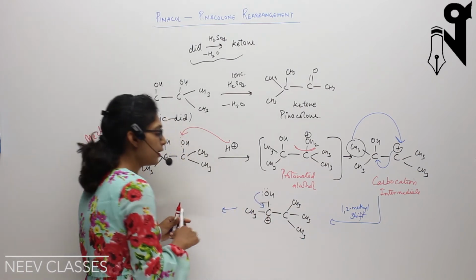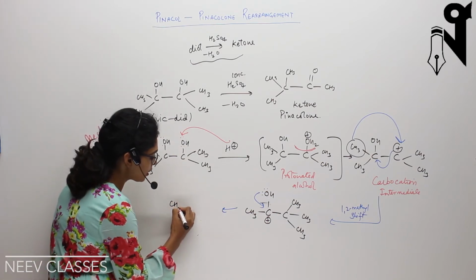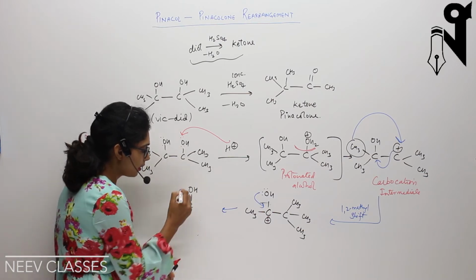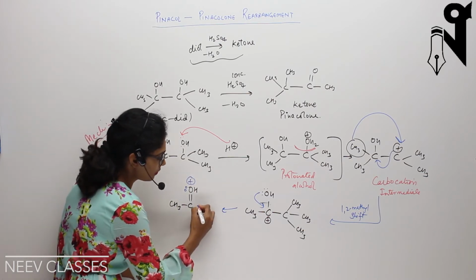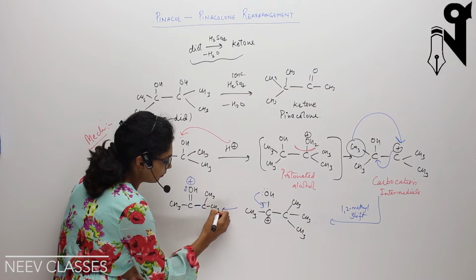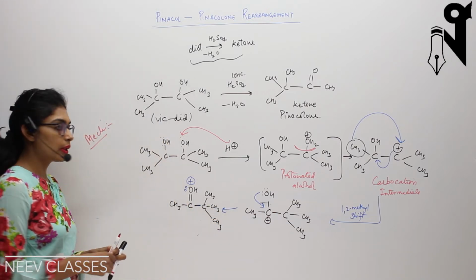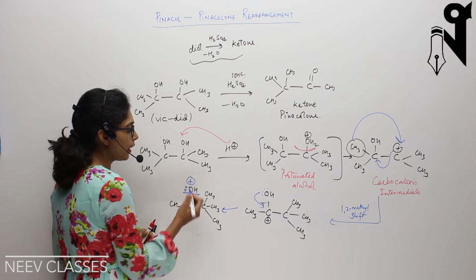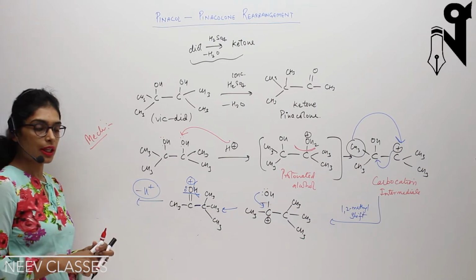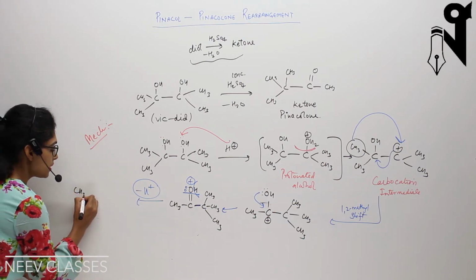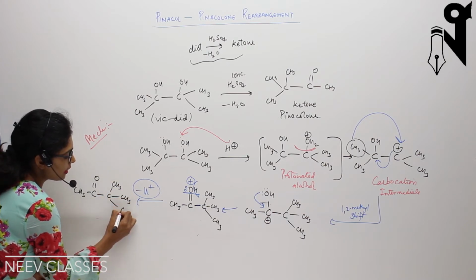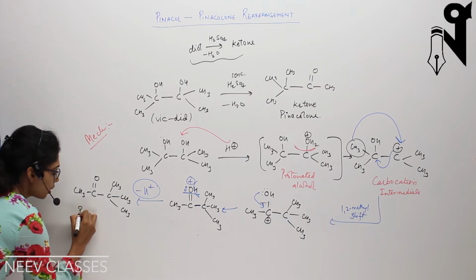Let me write it down over here. So how will it look? It will be CH3C, double bond oxygen, hydrogen, and one pair of electrons and plus charge. This is how it will look. Now the bond between oxygen and hydrogen will break. Hydrogen will get released. So removal of H plus will take place, and this will become CH3C double bond O, C, CH3, CH3, CH3, and hence the formation of Pinacolone takes place.